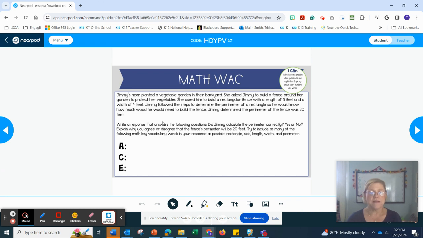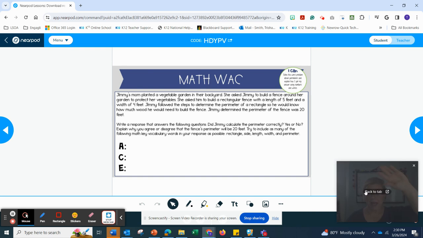Write a response that answers the following questions. Did Jimmy calculate the perimeter correctly? Yes or no? Explain why you agree or disagree that Jimmy's fence's perimeter will be 20 feet. Try to include as many of the following math key vocabulary words in your response as possible. Rectangle, side, length, width, perimeter. I have the ACE thing. If you want to use it, you don't have to.